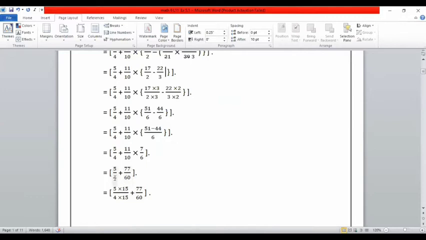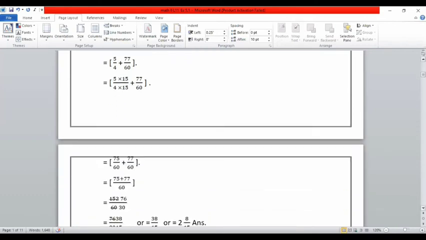Now dear student, here we have 5 over 4, and in addition we will think about the LCM. LCM of 4 and 60 is 60. So I have to make the same denominator of 60. I will multiply 4 by 15 up and down. So it will become 75 over 60, and here 77 over 60. LCM is 60, so I will do the addition. 75 plus 77, the answer will be 152 over 60.